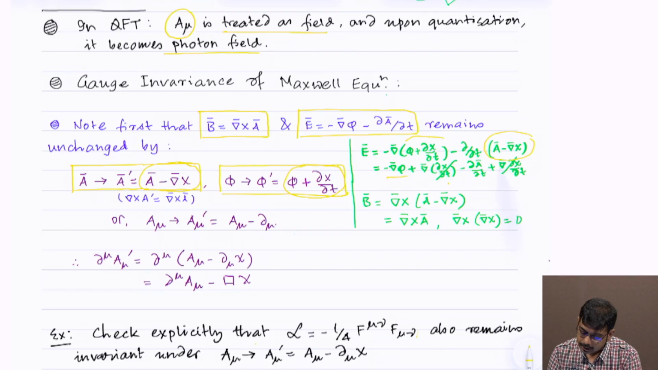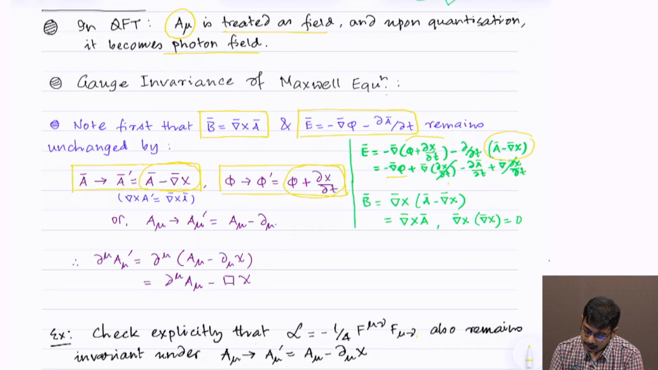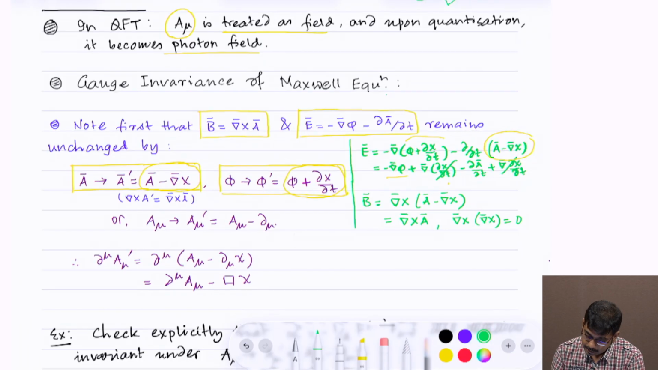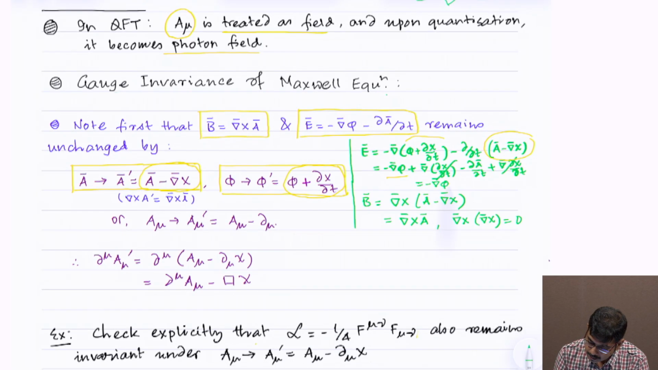So this is plus gradient of ∂χ/∂t, and you see that gradient of ∂χ/∂t gets cancelled, and you basically have the E intact, which remains minus gradient of φ minus ∂A/∂t, right. So this remains intact.